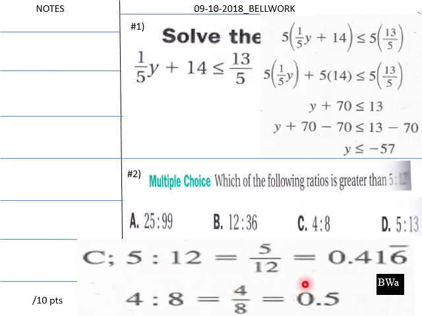And then a ratio greater than 5 to 12. 5 to 12 is 0.416. So which one's greater? 4 to 8 would be. By turning that into a fraction, we figure out that's 0.5. The rest of these are like 0.3, 0.4, and almost 0.3, so 4 to 8 would be 0.5. That would be greater than 0.41.